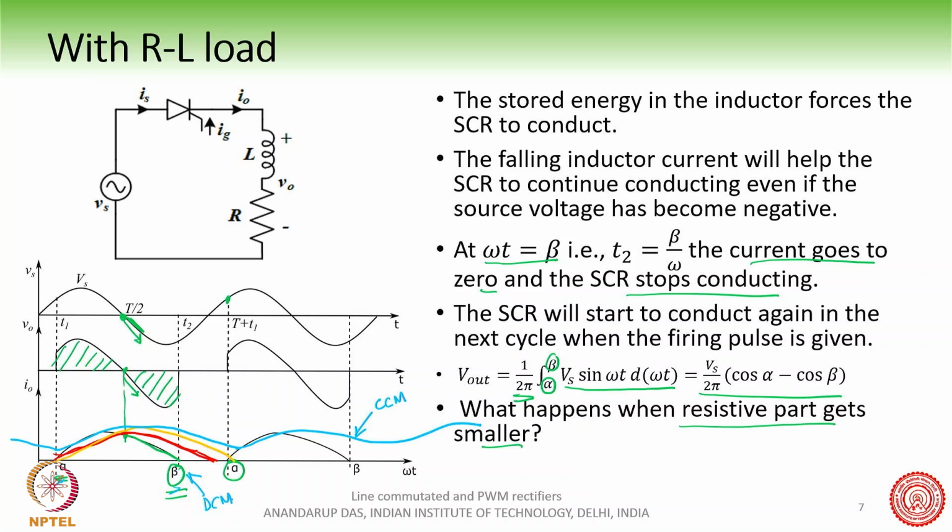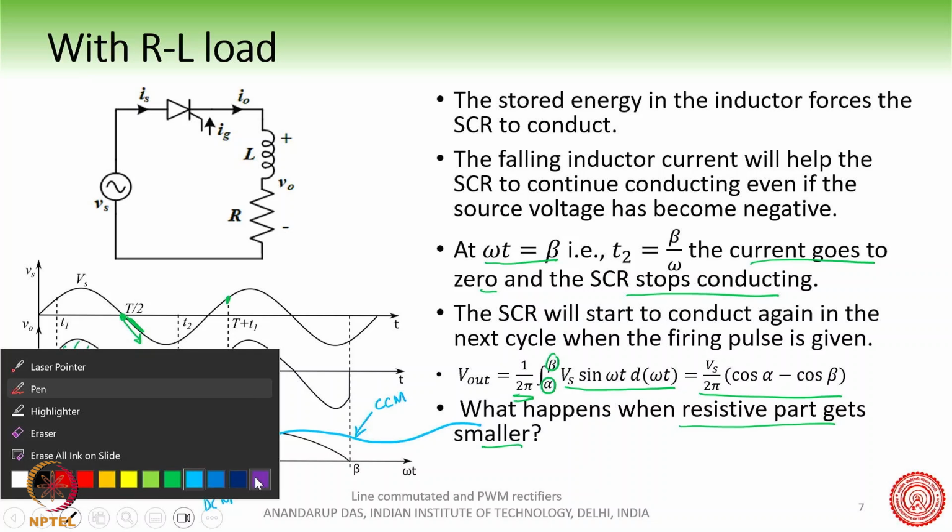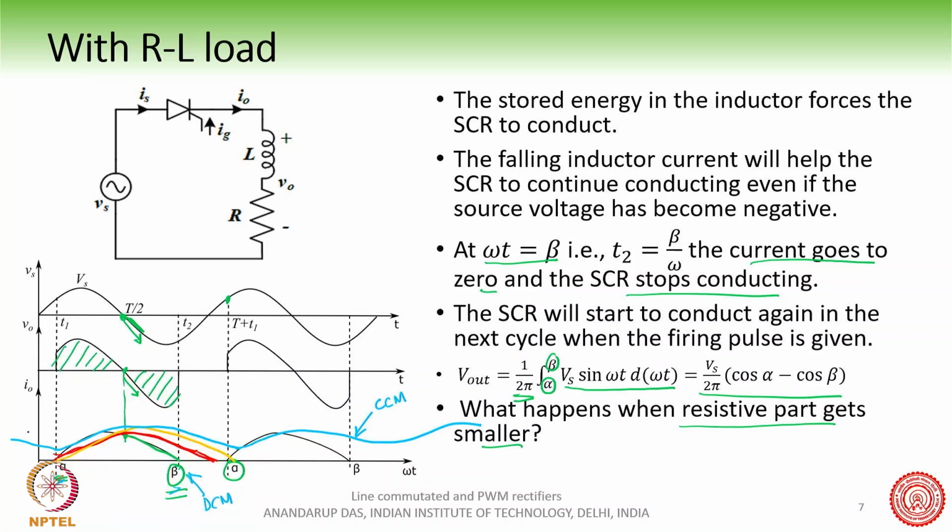of operation, discontinuous conduction mode of operation, which means the current will start from 0 and before the next firing angle it will come back to 0. But in CCM it will never come to 0. If the value of L is very, very large, then we get something like this, with negligible ripple, a very flat kind of waveform.